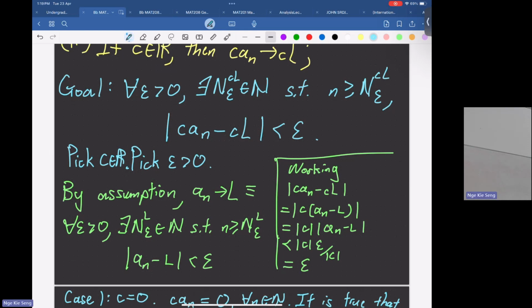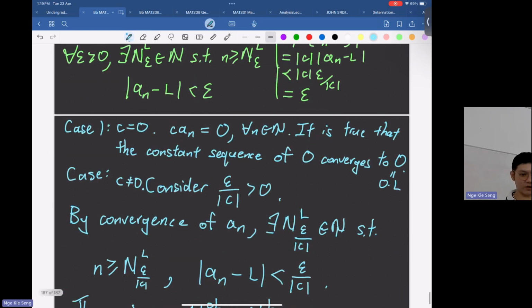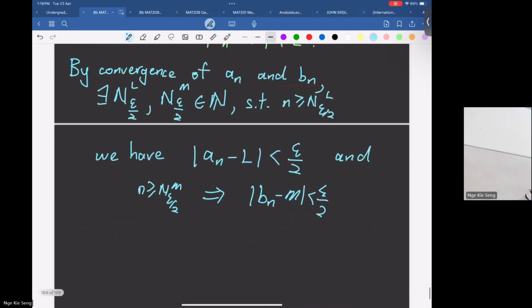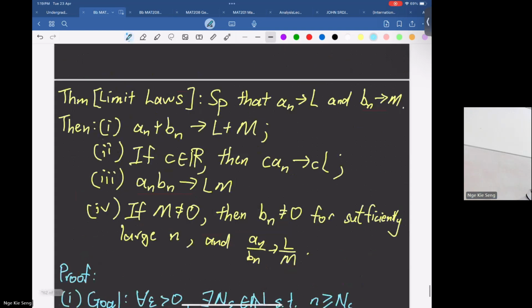So far, okay. When you write down the proof, please write like this. For every epsilon, state what your goal is, and then how you start, how you fix your epsilon, how you pick your N such that the inequality works. Can we go slightly faster? Okay, so let's go a bit faster. Let's prove the third one.